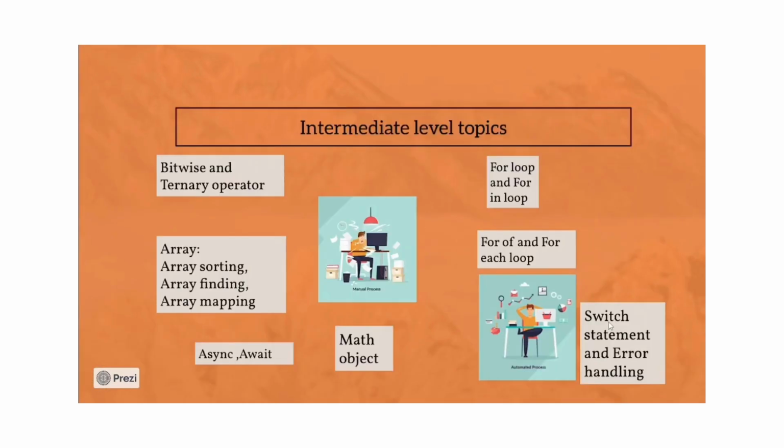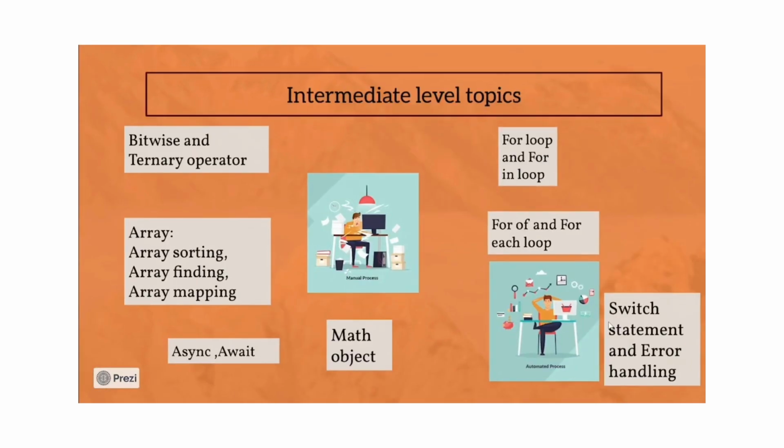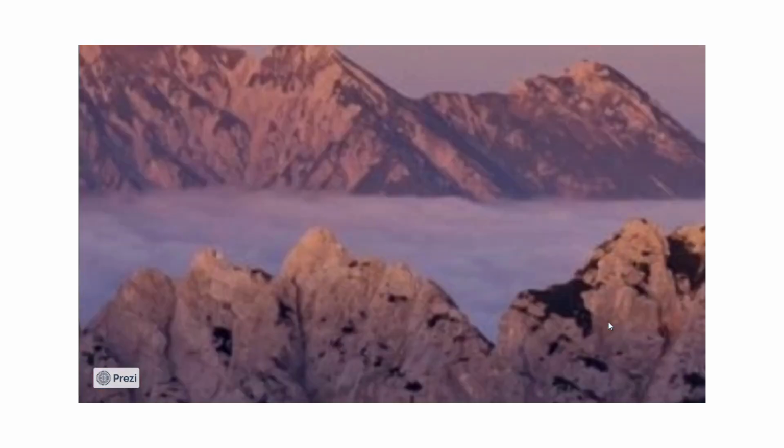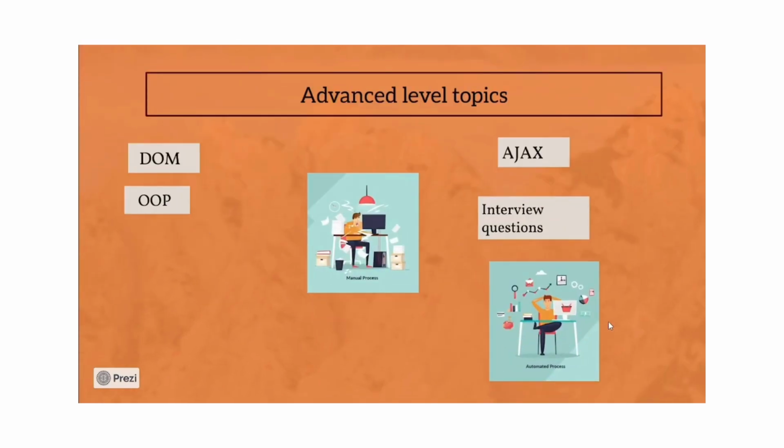Then in the intermediate level, we covered the topics bitwise and ternary operators, array sorting, array finding and array mapping, and math object, for loops like for loop, for of, for in and for each. Then switch statement and error handling, and finally async and await. Now in our advanced level course, we are going to see topics like DOM and Ajax. Then I covered some of the interview questions that are repeatedly asked in most companies. So we are going to decode that.